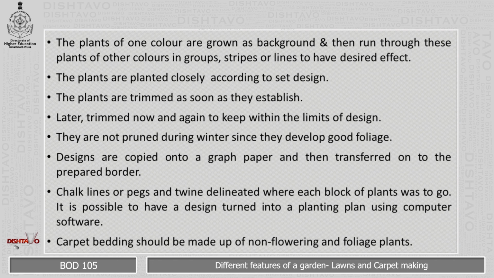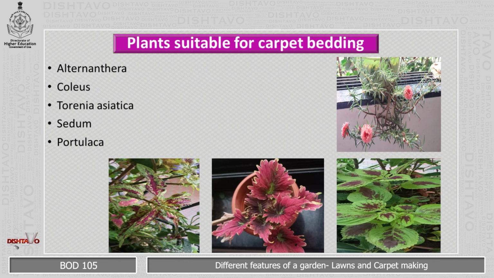Designs are copied onto graph paper and then transferred onto the prepared border. Chalk lines or pegs delineate where each block of plants is to go. It is possible to turn a design into a planting plan using computer software. Carpet bedding should be made up of non-flowering and foliage plants. The plants suitable for carpet bedding: Alternanthera, Coleus, Torenia, Sedum, Portulaca. In this image, you can see different colors of Coleus and also you can see the Portulaca plant.